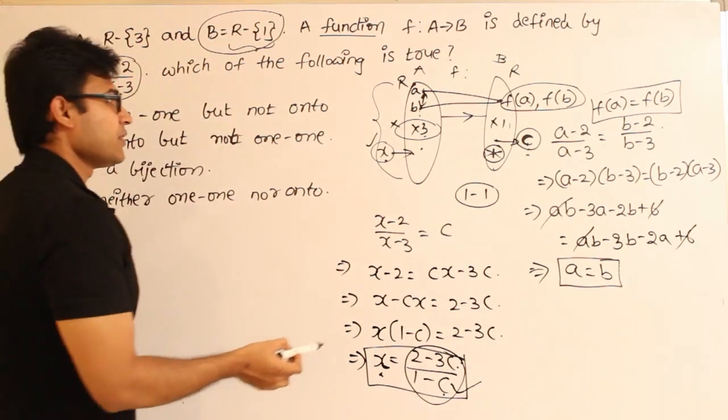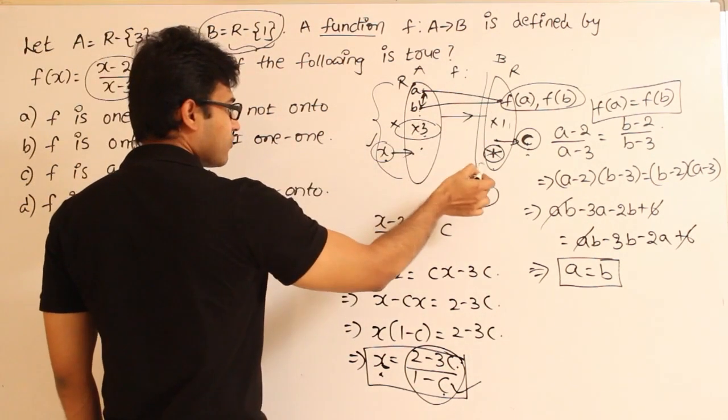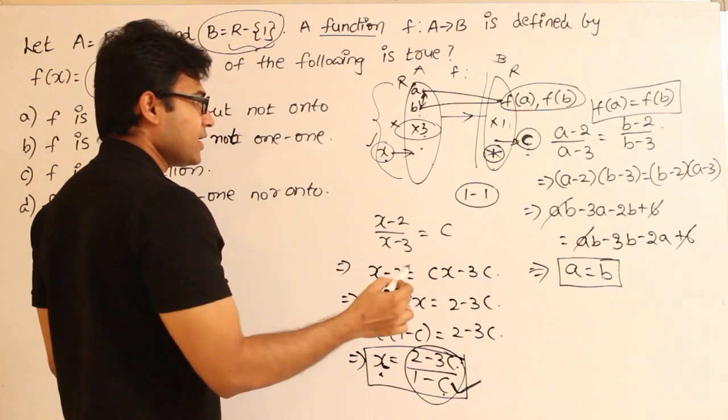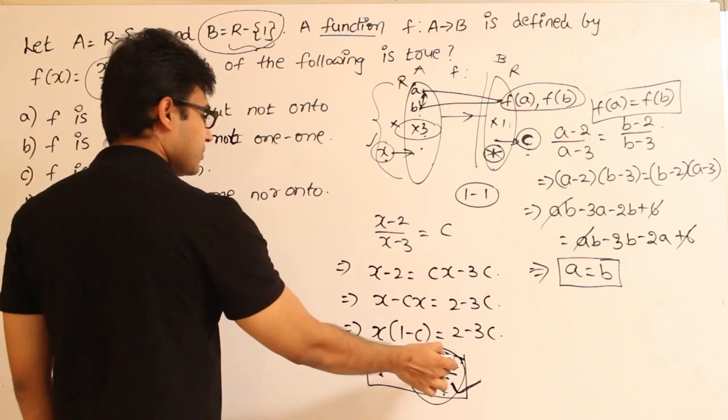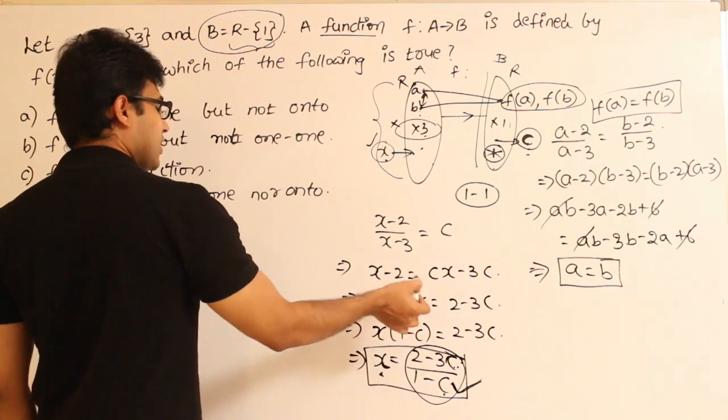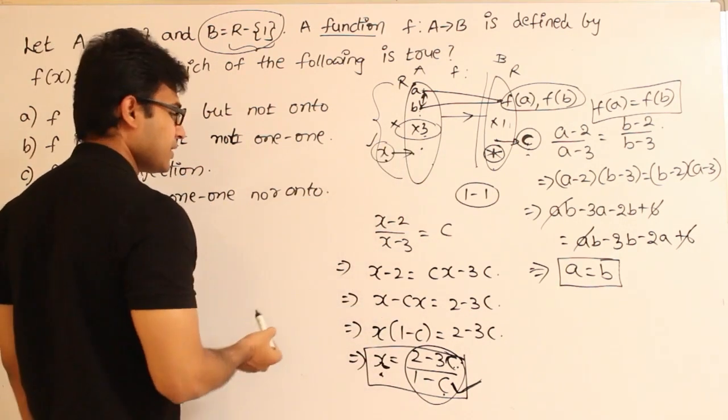So other than 1, for every other element we can find out the pre-image by using this formula. Got it? You can give me any element, I'll just substitute in place of C that element, and I can tell you what its pre-image of that element according to this function.